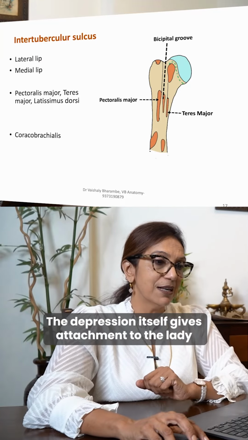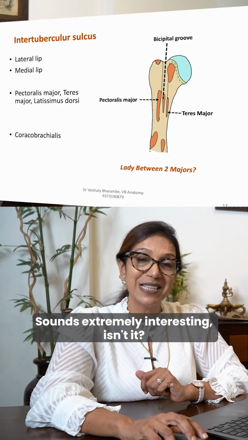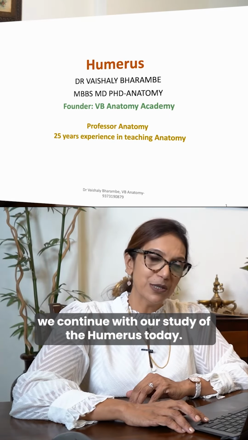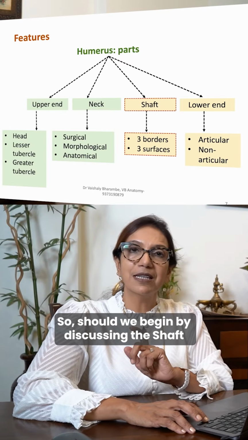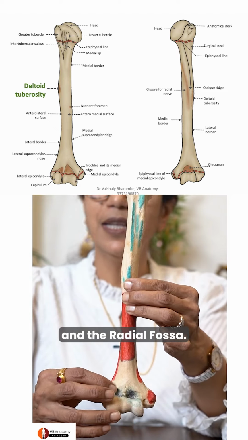The depression itself gives attachment to the ligament between two majors. Sounds extremely interesting, isn't it? Hello, my dear students. We continue with our study of the humerus today. So, should we begin by discussing the shaft, the point between these two fossae, the coronoid fossa and the radial fossa?